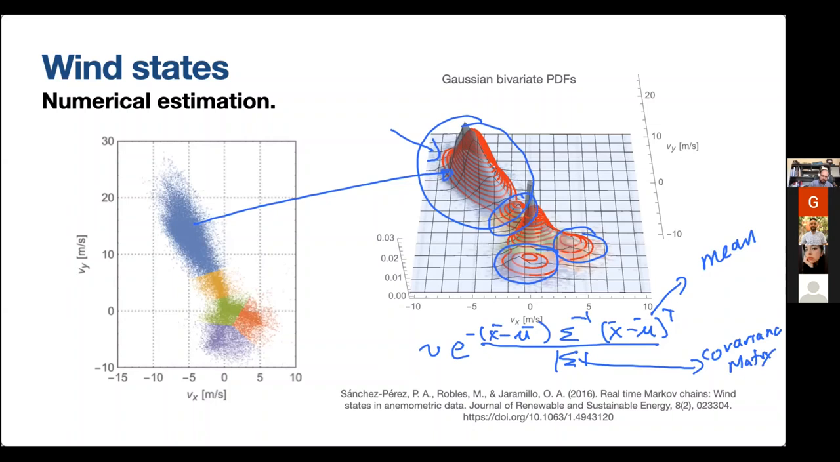Those functions describe here what we can call a wind state. So that's the idea behind this concept. Data can be described by an analytical function, at least approximately, and then we can define this region of space like a state, this region of the velocity space. So we have to be careful.